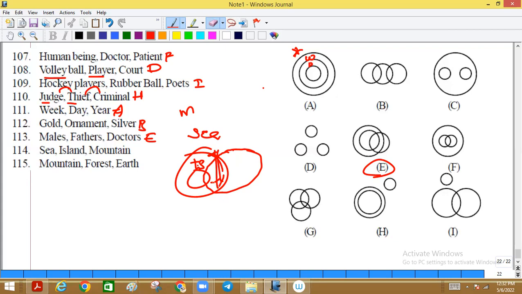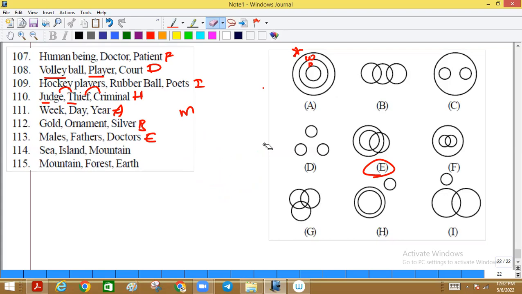And at the same time, there are mountains on the islands also. And there are mountains outside the sea. So there are mountains outside the sea, there are mountains on the islands. But where are the islands present? In the sea. So predicting the correct answer is very difficult. That is the reason we'll go with the best option. The best option is this option.